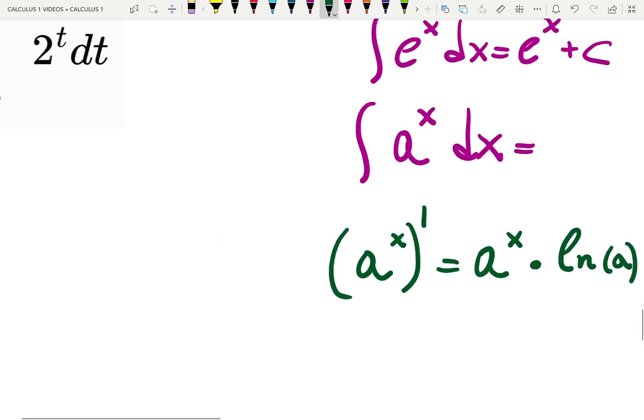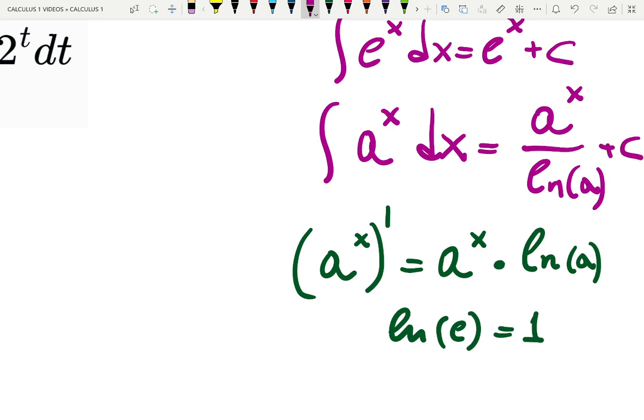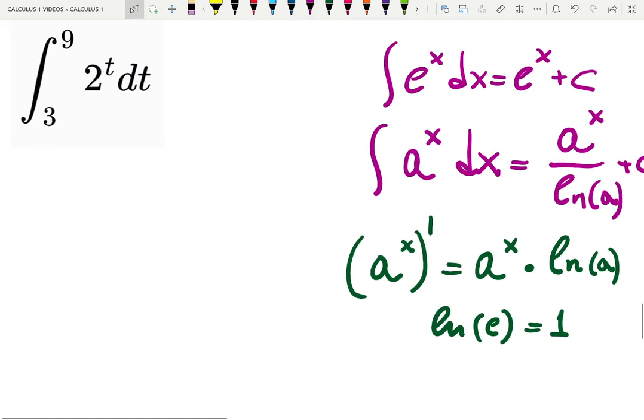And that is why e to the x gives you e to the x, because ln of e is what? 1, exactly. So if I want to undo the differentiation, the result will be copy a to the x and divide by the natural log of the base plus c. And this is the formula I'll be using right now.